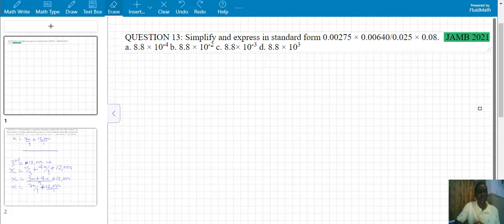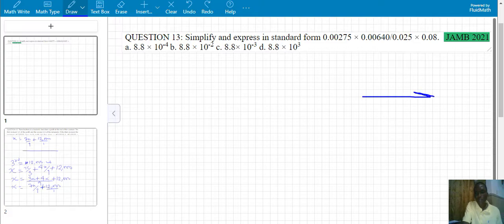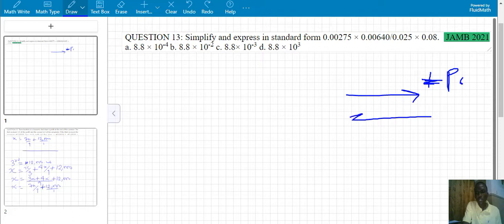Before we start, I want you to note two rules. Rule number one, when solving standard form, when you count your number from the left hand side to the right hand side, you have negative powers. And when you count from the right to the left hand side, you have positive power. So take note of that.